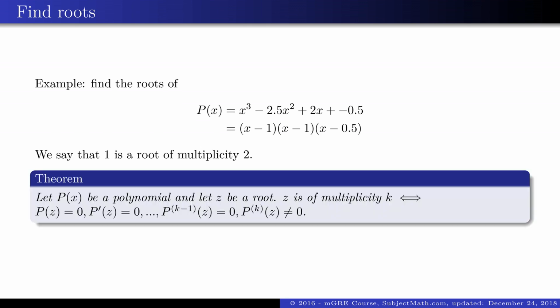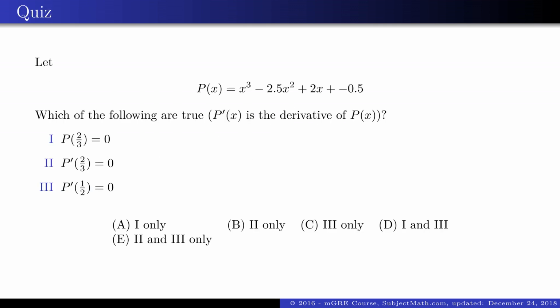The multiplicity of z is k if and only if it is a root of the polynomial, of course, and it is a root of all the first k minus 1 derivatives, and it is not a root of the kth derivative. Quiz. As usual, this is an exam-like question.